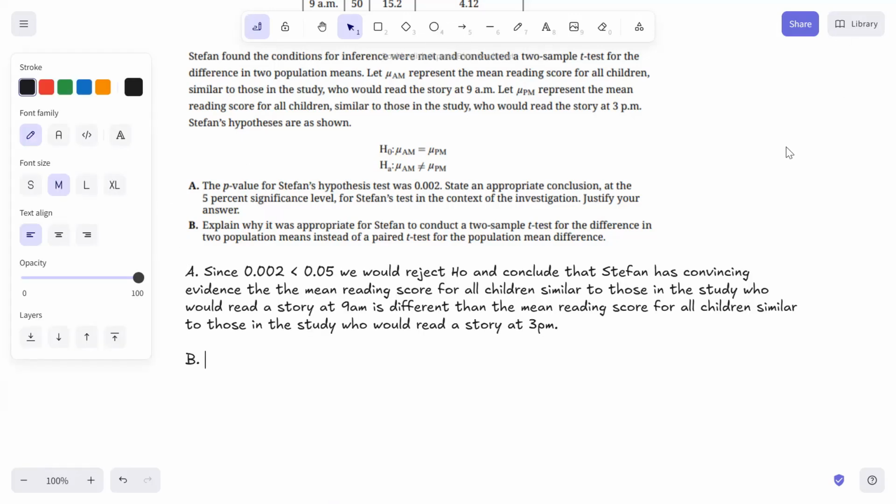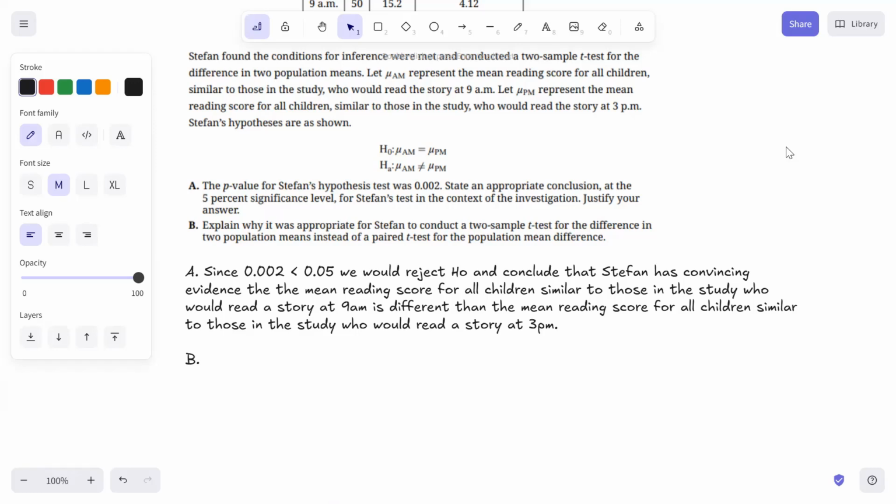In part B, we had explained why it was appropriate for Stephan to conduct a two-sample t-test for the difference in two population means instead of a paired t-test for population mean difference. The important thing is to understand that the reading comprehension scores in this study came from two independent groups that were created using random assignment. They were volunteers, but the groups were created from random assignments.